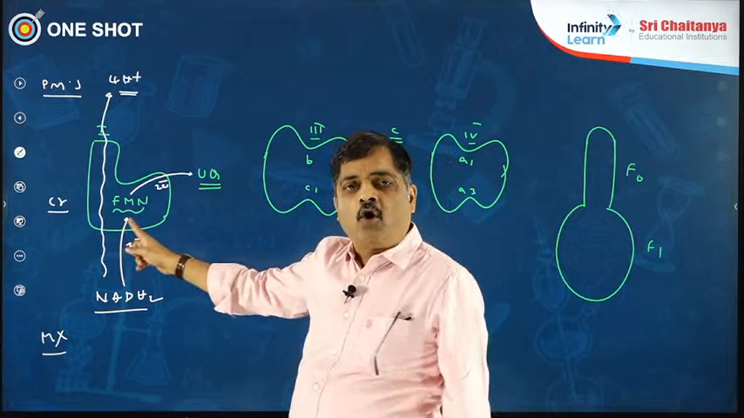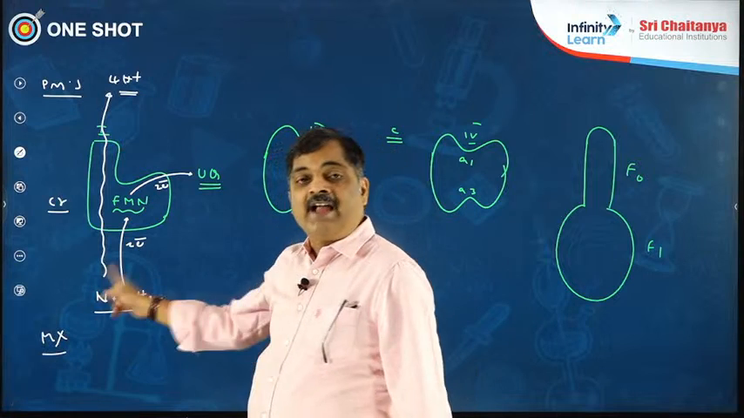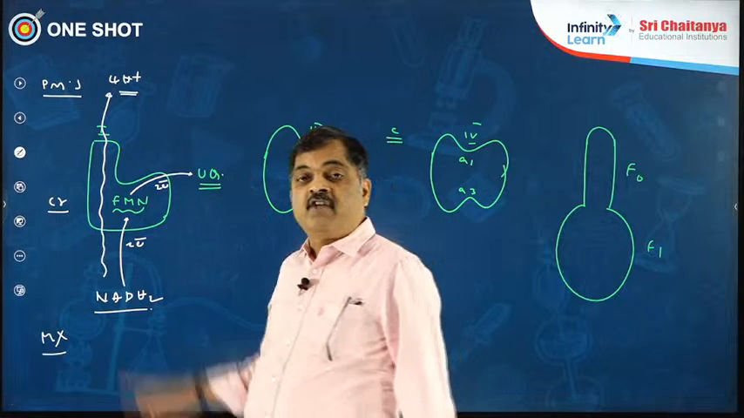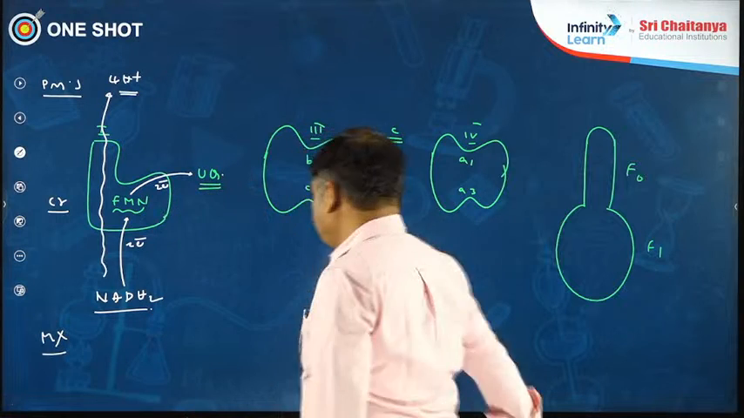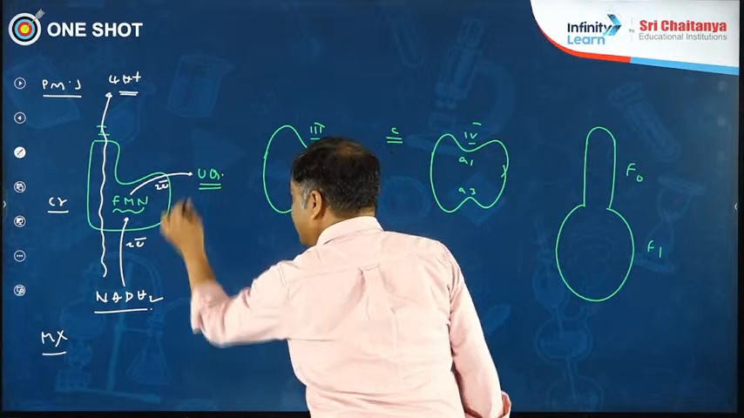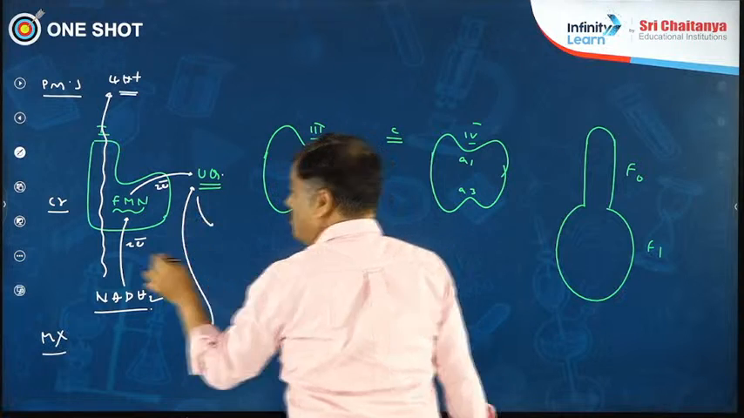What is the other name for complex 1? NADH dehydrogenase. Why? Because it is causing dehydrogenation of NADH2, oxidation of NADH2, and reduction of a mobile lipid, ubiquinone. What happens next? 2 electrons. Ubiquinone accepts 2 protons to form a compound called ubiquinol.